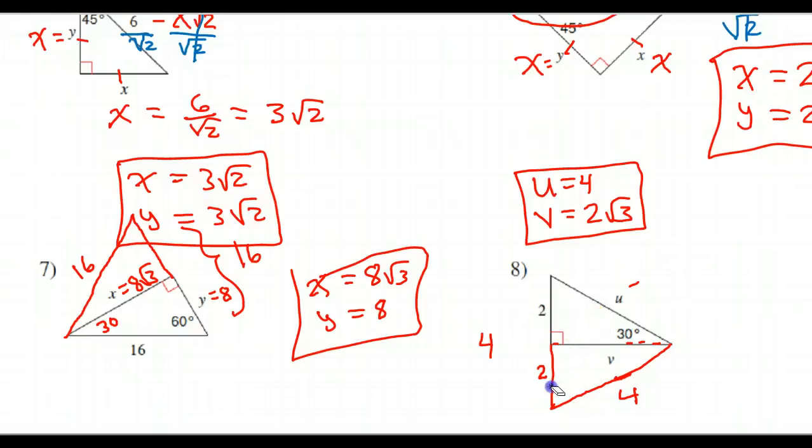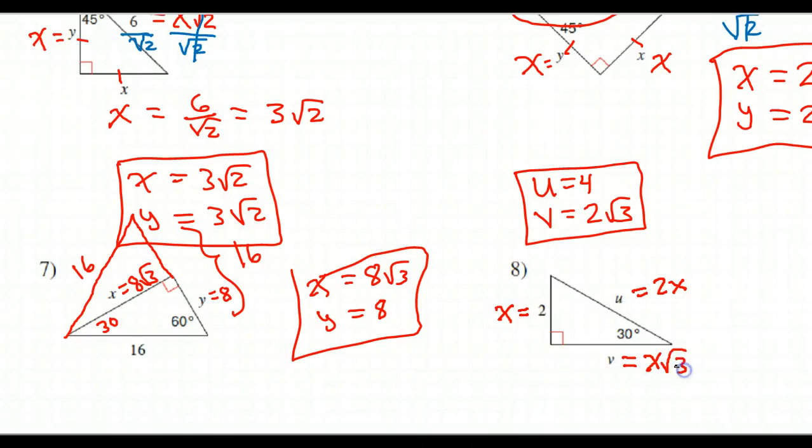Starting over for a second. You might not like my whole drawing the equilateral triangle thing, but if you can comfortably memorize the pattern, start with a short leg. The short leg is always x. So in this case x is equal to 2. The hypotenuse is always 2x. And then the long leg will be x radical 3.